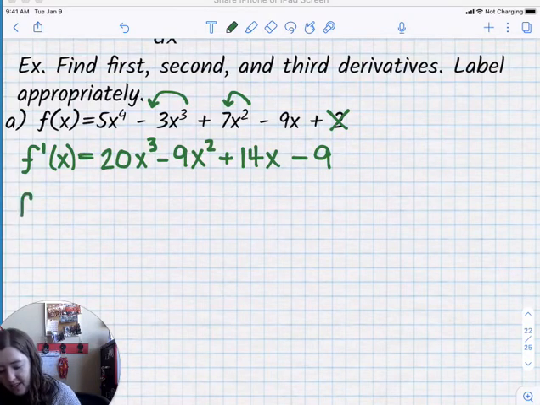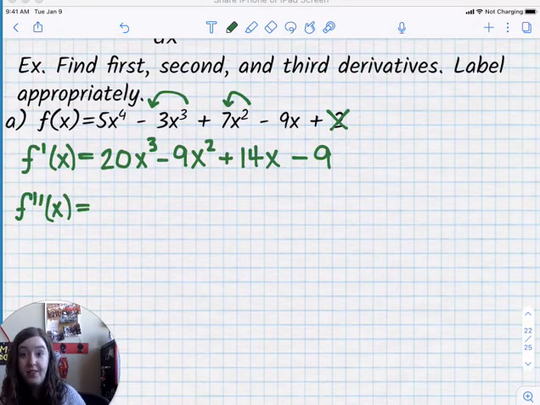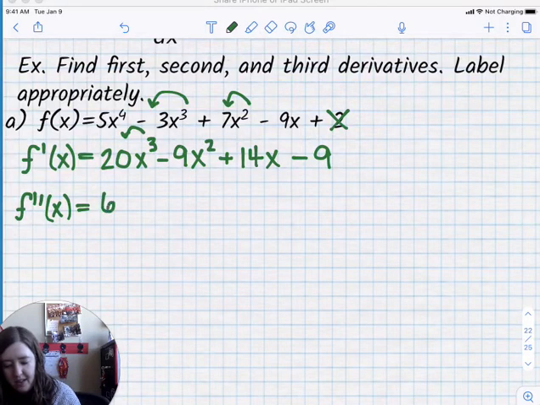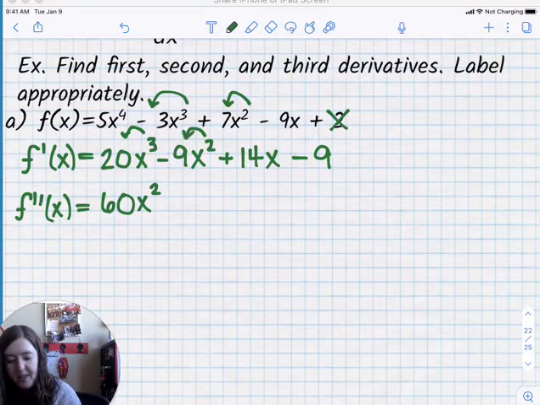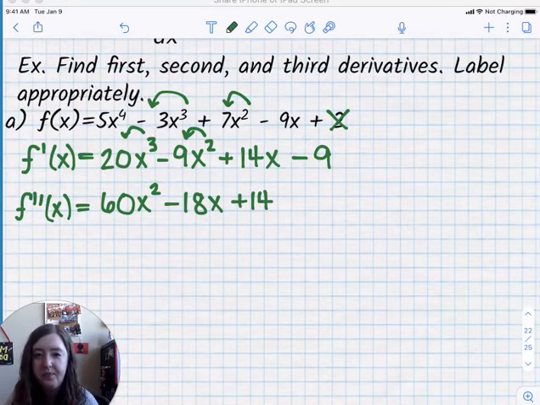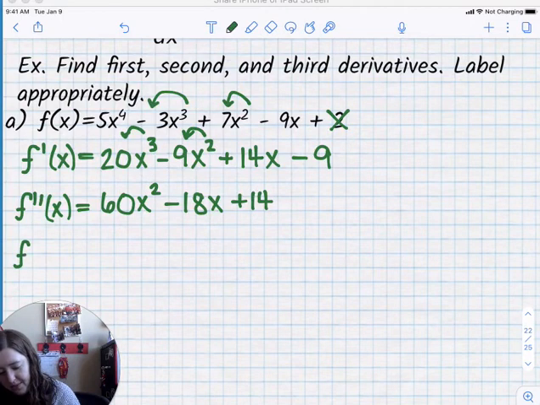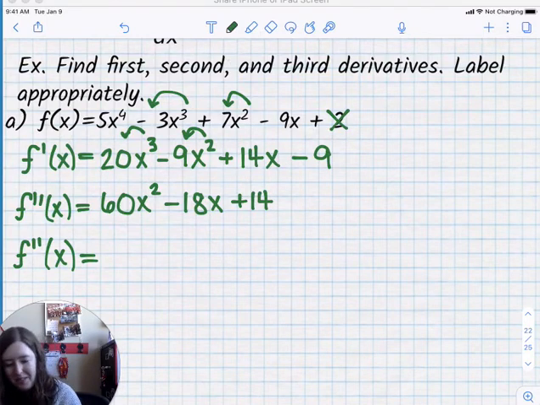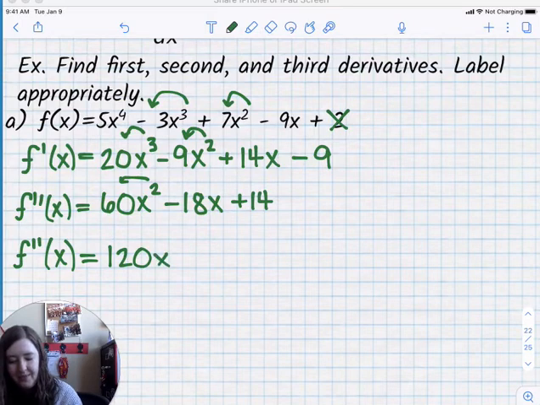Now to find the second derivative, we're going to look at the first derivative and take the derivative of that. So we'll bring down that 3 and multiply, so we'll have 60x squared. Bring down my power and multiply, minus 18x plus 14. Then for that third derivative, we'll take the derivative of the second derivative. So once again, we'll bring our power on down, get 120x minus 18.